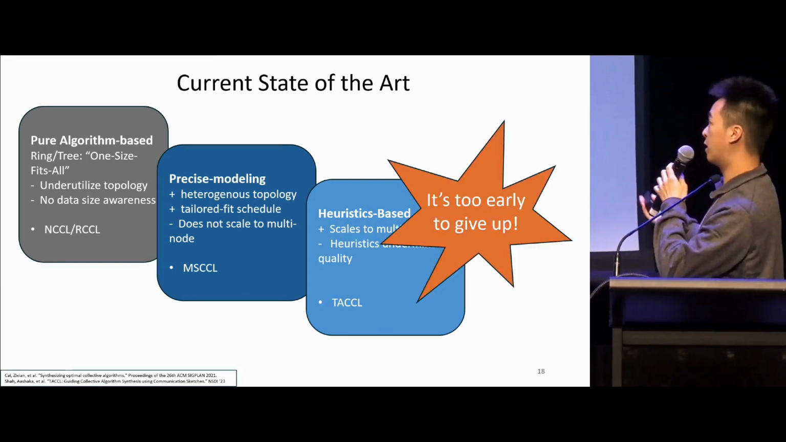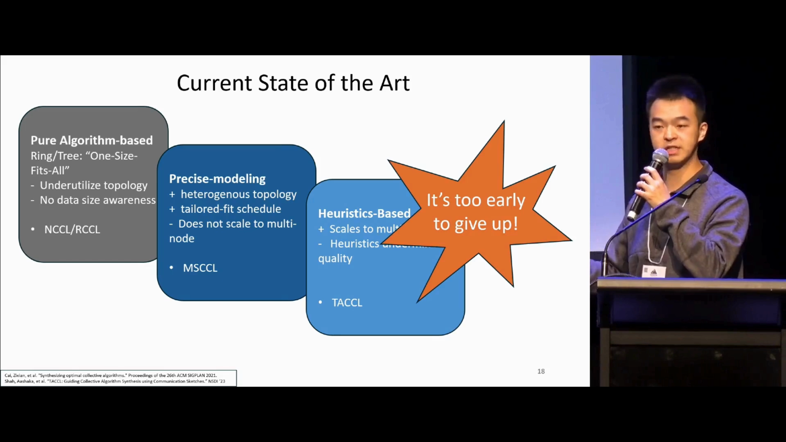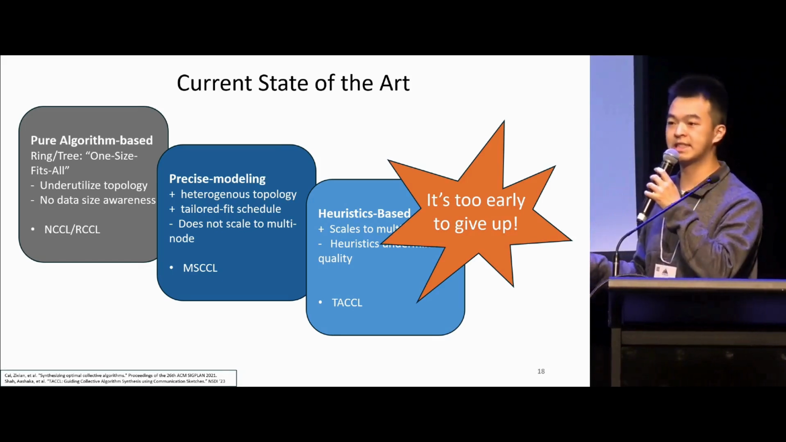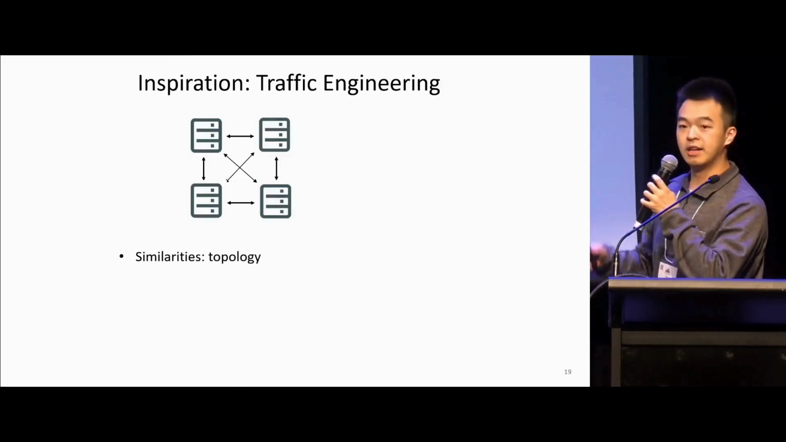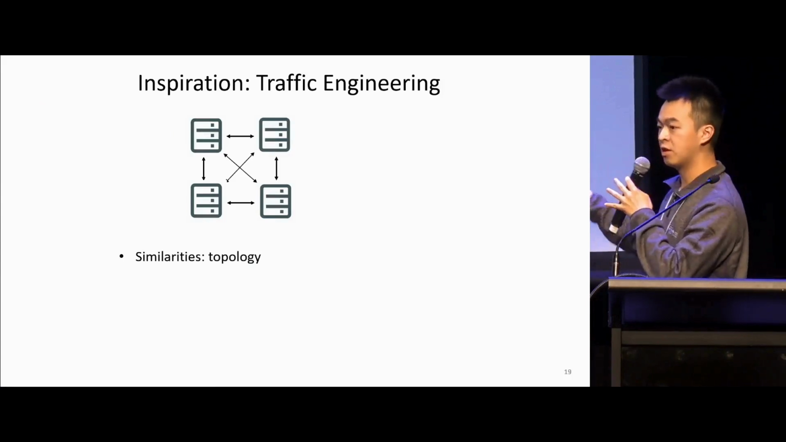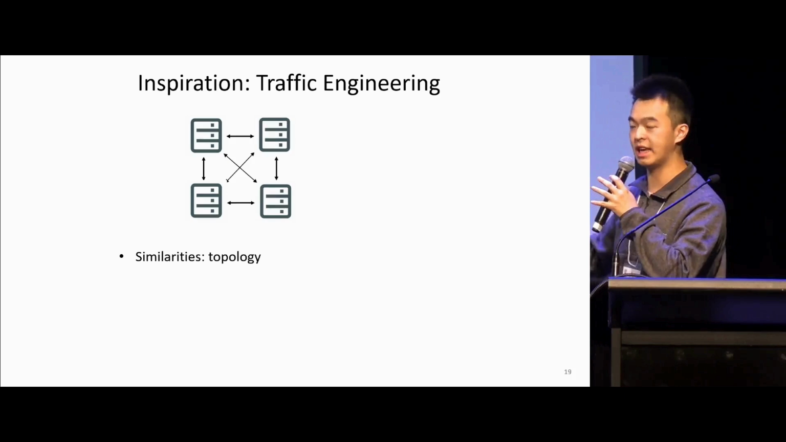So in our work, we argue that it is too early to give up upon near-optimal solutions for collective communication, and it is possible to increase scalability without sacrificing performance. Our inspiration that gives us hope that we can do so is from traffic engineering. Traffic engineering has solved a lot of similar problems at the scale we need today.